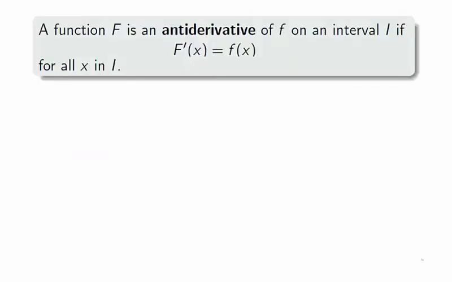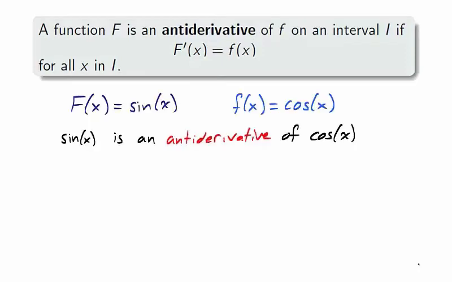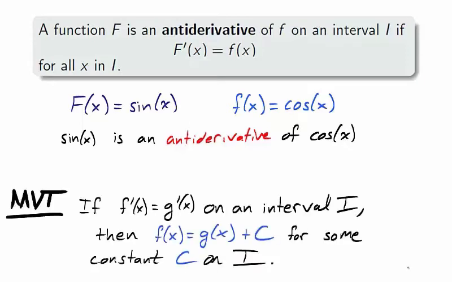We now move from a graphical to more algebraic analysis of antiderivatives. A function big F is called an antiderivative of little f on an interval I if the derivative of big F equals little f for all x in the interval I. For example, take sine x as big F and cosine x as little f. The derivative of sine is cosine, so sine of x is an antiderivative of cosine x.